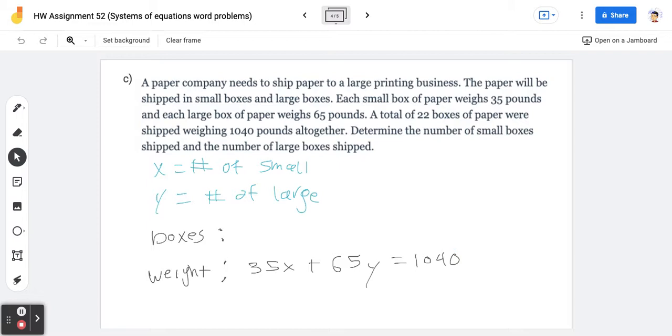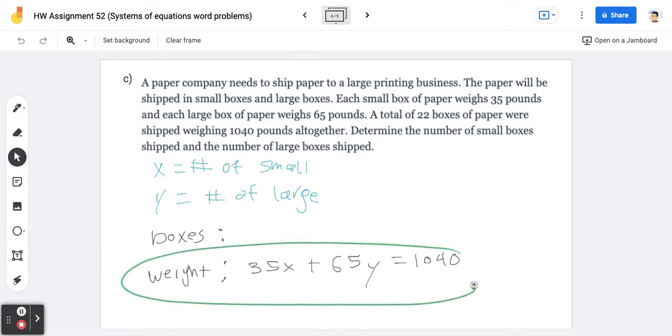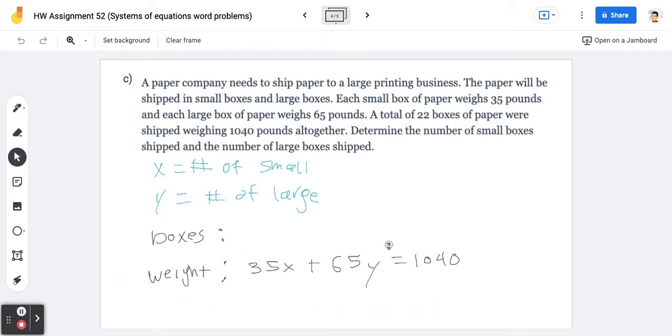Okay, so all of this is representative of my weight. And let's go with what's representative of the boxes. We don't know how many boxes we have. We know that if we add the total number of small boxes plus the total amount of large boxes, we'll have a total of, and it tells us right here, 22 boxes. All right, with that, we can use elimination, we can use substitution, whatever we want to in order to solve this problem.